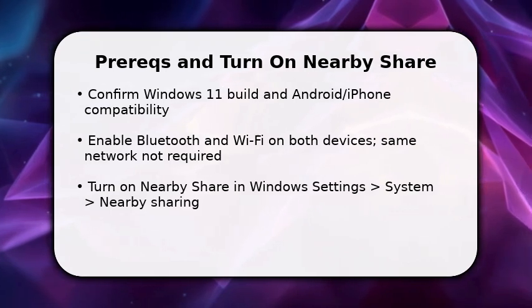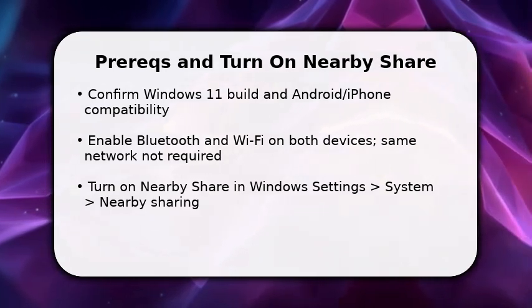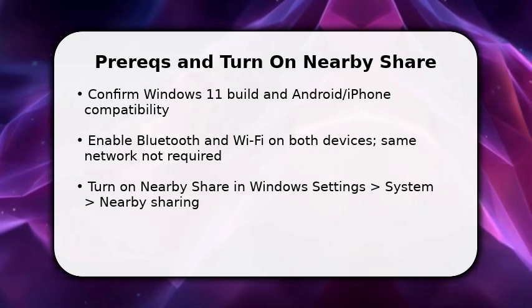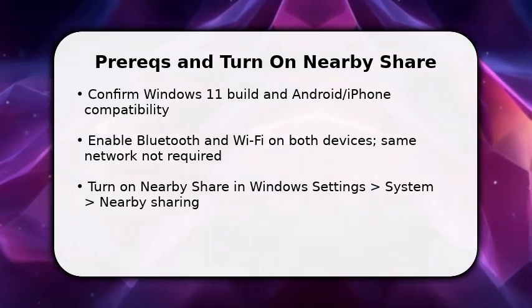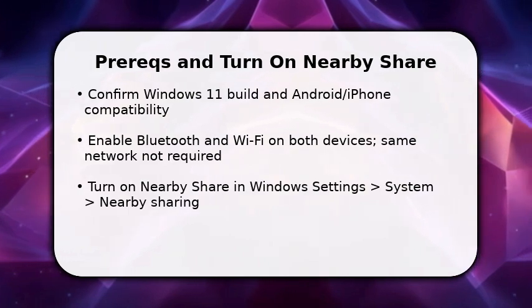Open Settings, go to System, then Nearby Sharing, and turn it on. Choose who can share with you, everyone nearby for quick pairing or my devices only for privacy. Once done, you're ready to initiate a transfer.